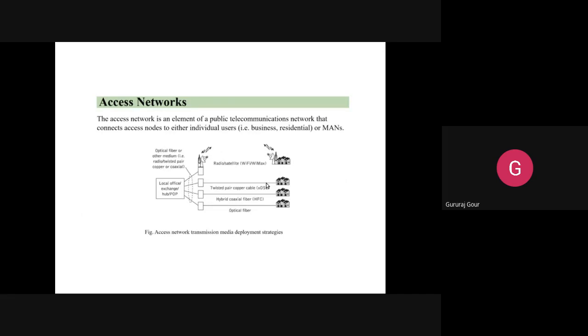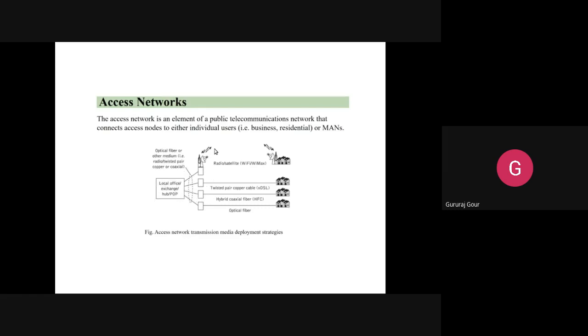So then comes access networks, which are mainly the significant elements of this PSTN, the public switched telephone network. That is a backbone of our country. It connects access nodes to either individual users, or maybe residential or business purposes. For example, here the end users are connected to the local exchange office.